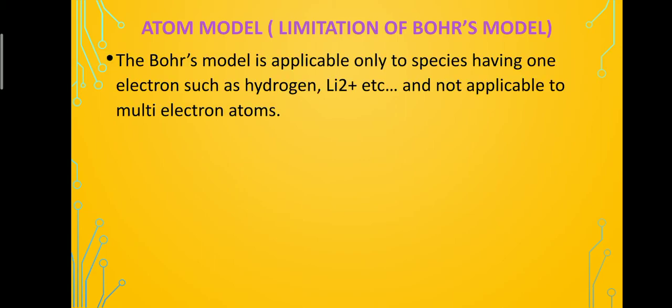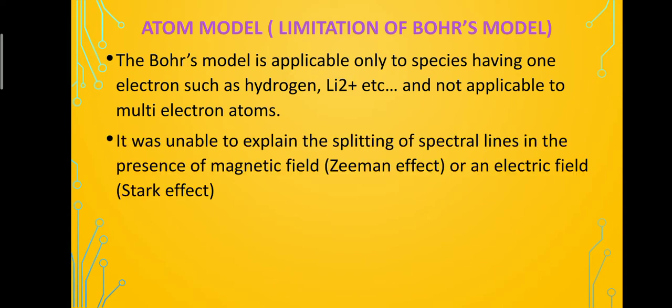So the limitations of Bohr's model. First, Bohr's model is applicable only to species having one electron, for example hydrogen or Li2+ ions, and it cannot be applied to multi-electron atoms. The next demerit is that Bohr couldn't explain the splitting of spectral lines in the presence of a magnetic field, that is the Zeeman effect, or in the presence of an electric field, that is the Stark effect. He couldn't explain these two effects.